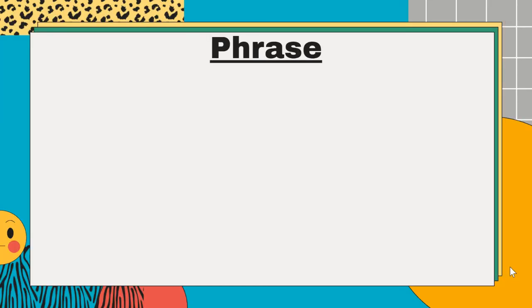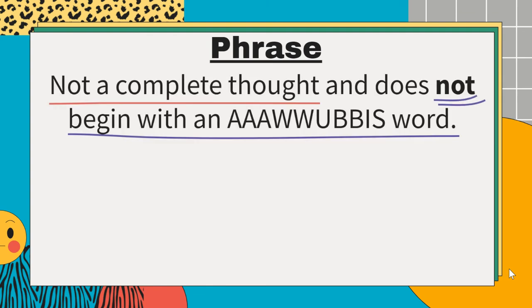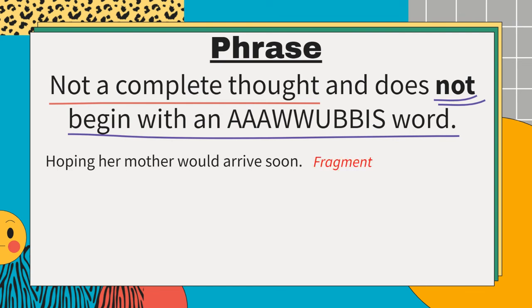The final thing that I want to go over is phrase, which comes after the independent clause and the dependent clause. And a phrase is not a complete thought and does not begin with an AWUBIS word. We talked about this briefly before with gerund phrases. This is kind of the same deal. So for instance, if I look at the sentence, hoping her mother would arrive soon, that's a fragment. That is not a complete sentence. We know that just by listening to it. Hoping her mother would arrive soon.